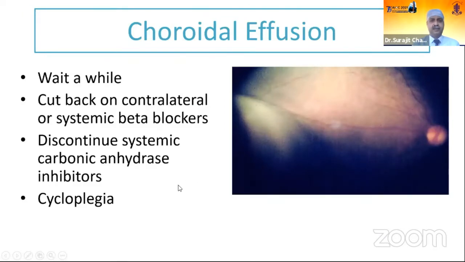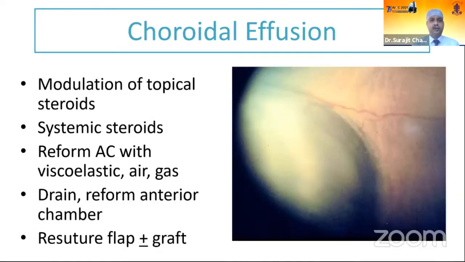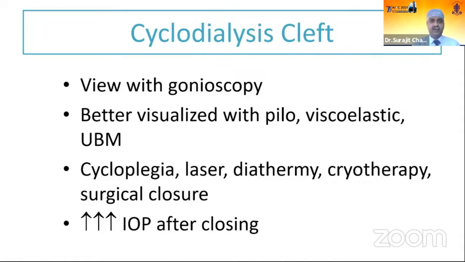Next comes the complication of choroidal effusion. We have to be very careful to discontinue any medicine which can cause a choroidal effusion, and wait a while. Cycloplegia may help, along with modulation of topical and systemic steroids. Reformation of the anterior chamber with viscoelastic, air or gas may be required, and sometimes drainage of the choroidal effusion. If there is a leak, then resuturing of the flap along with the graft may be required.